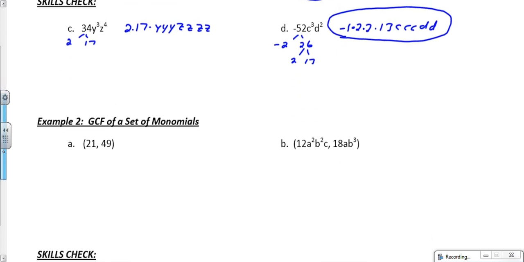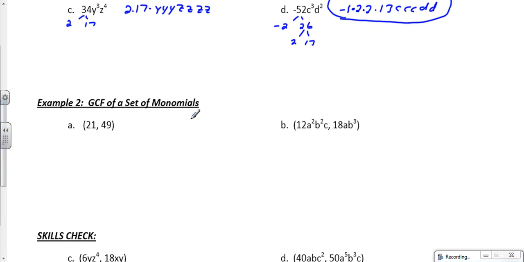Greatest common factor of a set of monomials. Again, greatest common factor is the largest number that goes into both numbers. It can be one of the 2 numbers or smaller, but it cannot be bigger. That would be the greatest common multiple, or least common multiple. So greatest common factor is what factor goes into 21 and 49, and it has to be the biggest one. There's a couple ways to do this. One is to find the factors of 21, and that's 3 times 7. Find the factors of 49, and that's 7 and 7. So what's the biggest number that goes into both?